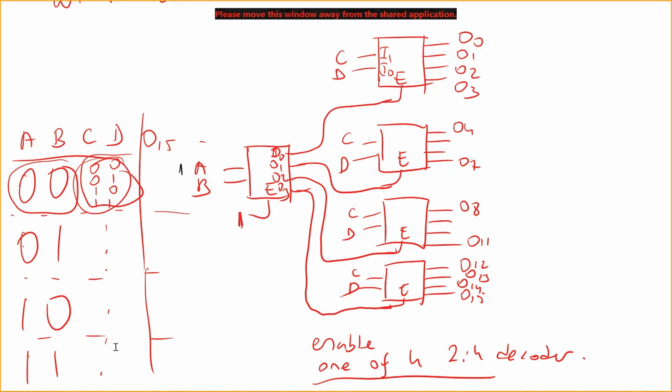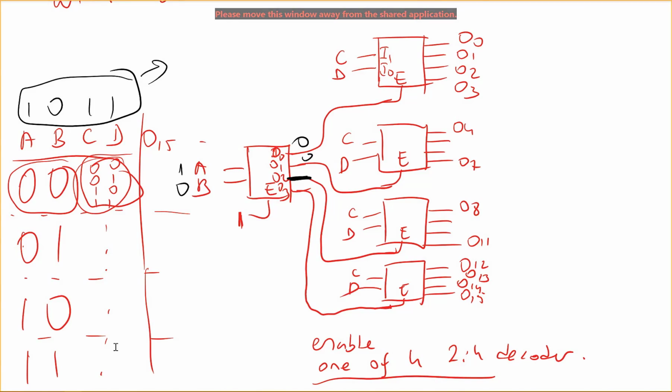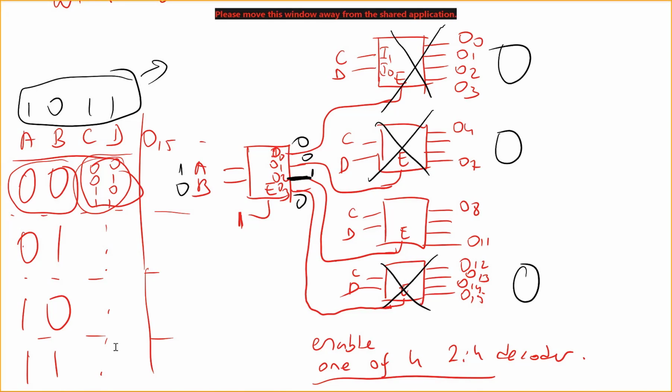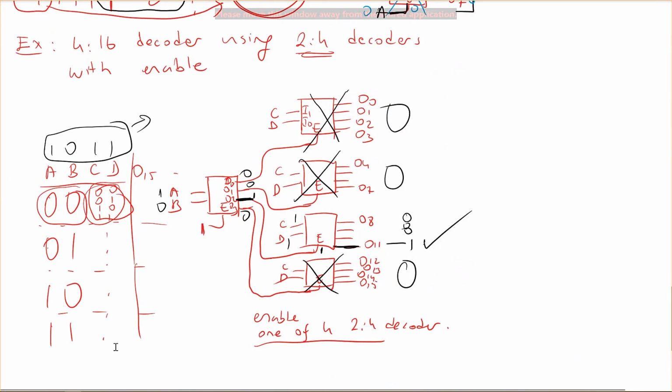Let's make A and B 1, 0, and C and D 1, 1, so this is 11, right? Let's see if it is working. If I have 1, 0, I enable this, so this will be 0, 0, 0, and this is 1. This is disabled, this is disabled, and this is disabled. So we will have 0 for the cases where decoders are disabled. We have 1 here, so this is enabled, so we have 1, 1 here. So this is enabled, so I have 1 here, 0, 0, 0 here. So this is correct, right? Output 11 is enabled. So this is how we can implement a 4 to 16 decoder using 2 to 4 decoders with enable.